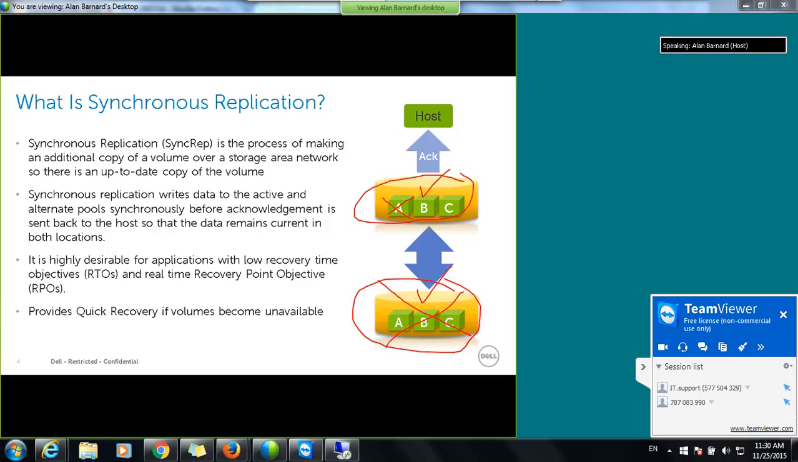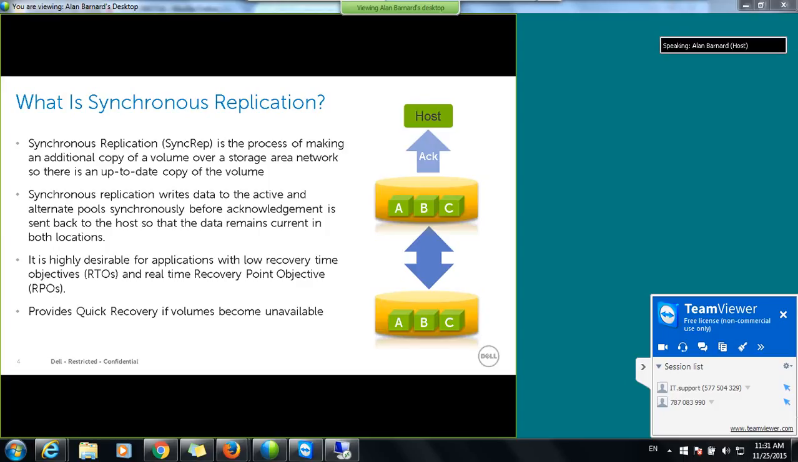So this particular replication doesn't protect against data corruption. It only protects pool against pool. So if this one goes down, you have another pool to cover you. You will see on the next slide what sync-rep actually protects and doesn't protect. Okay, does that answer your question?